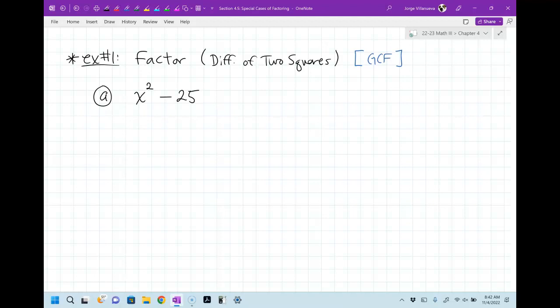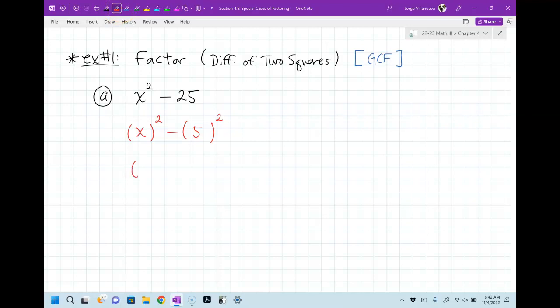Now I want to ask myself, can I write those two things as squares? So this is my job here. Can I rewrite that as something squared minus something squared? Okay? How can I rewrite x squared as something squared? X, right? That one's pretty easy. It's just x. X squared. How can I rewrite 25 as something squared? 5. Now, excuse me, that's the hard part.